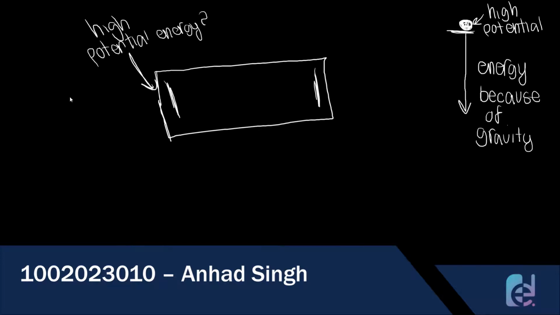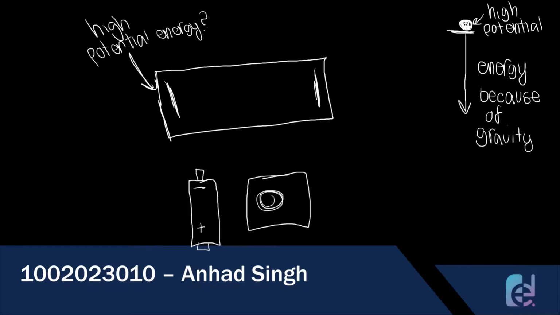Okay, so basically, giving a material a potential difference, giving a material a high potential energy is basically the job of things like a battery. You have a battery here, or a generator. Batteries and generators give materials high potential energy on one end and low potential energy on the other end. By doing that, it allows electrons to move and electricity to be conducted.